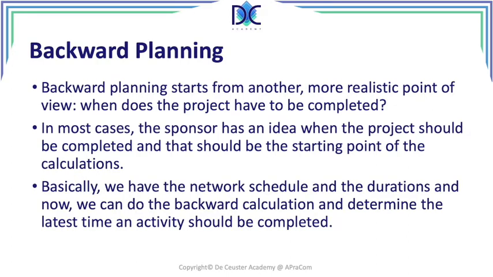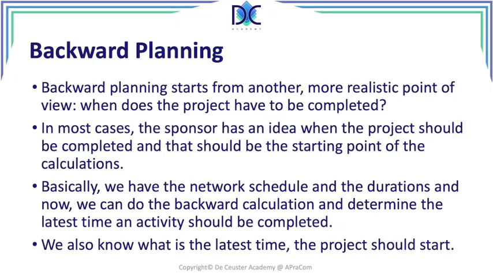Now, what we do with the backward calculation is that we find the latest time an activity should be completed. So we can calculate the latest start and the latest finish time of all the activities. If an activity starts or finishes later than this time, this means that the project will not be finished on the requested time, the time requested by the sponsor. The last thing is that we have to find now, based on this calculation, when we do the backward calculation, we know what date the project should start. And that gives us the idea.